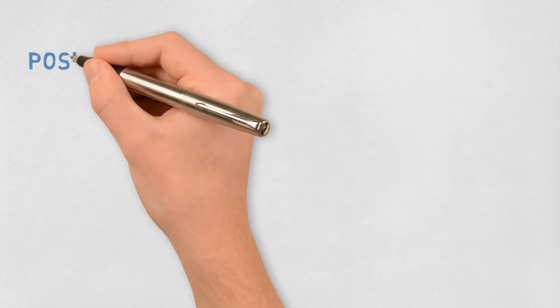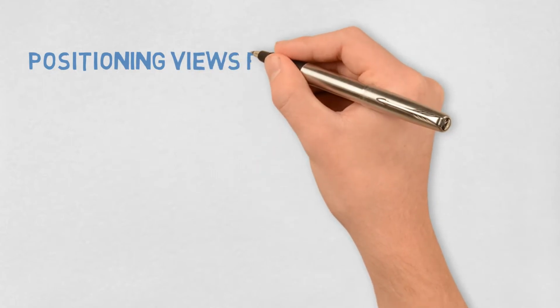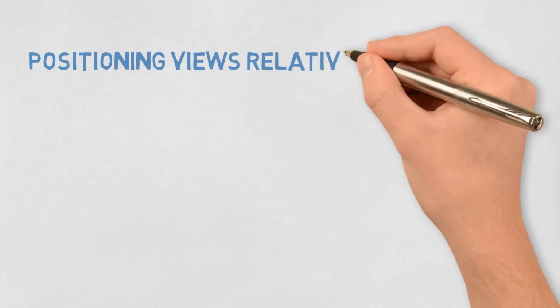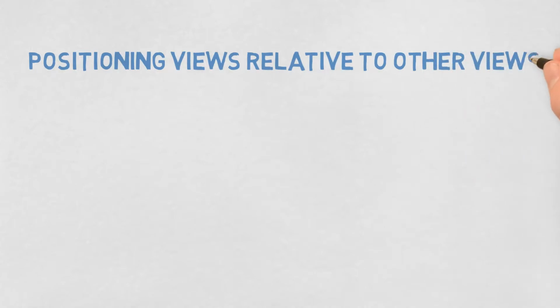Today we'll be talking about positioning views related to other views. In addition to positioning views relative to the parent layout, you can also position views related to other views. You do this when you want views to stay aligned in some way, irrespective of the screen size or orientation.